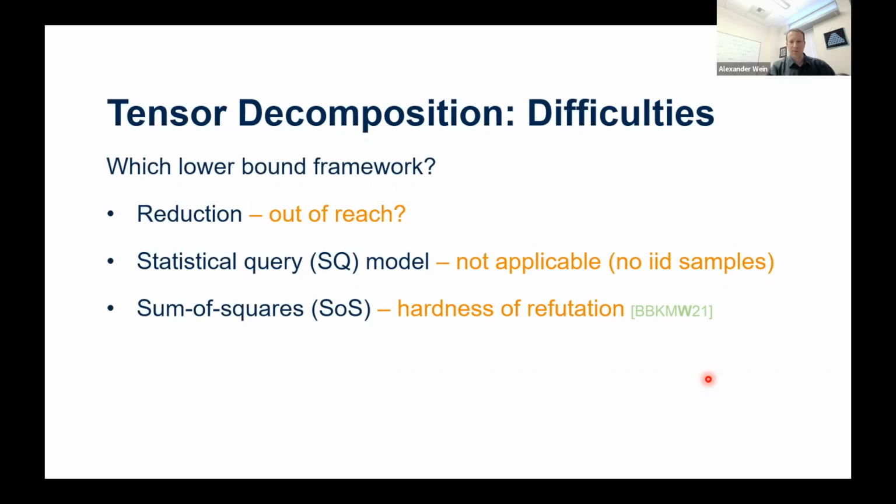But one thing to be aware of is that sum of squares lower bounds are really about hardness of what's called a refutation problem. So refutation is the problem of algorithmically coming up with a proof of something, for example, proving that a random graph has no large clique. And so the decomposition problem is not exactly a refutation problem. It's more like a recovery problem where we're trying to find some planted structure.